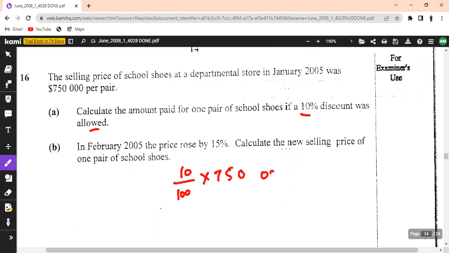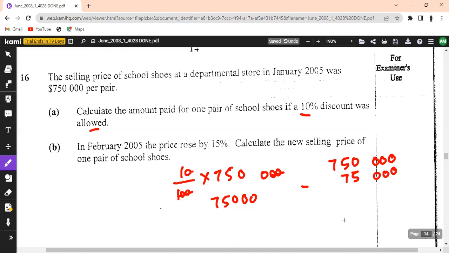Okay, that's a discount, 750,000. Let's just cancel this 0 here and this 0 here. So we're going to have 7500 times this 10, which is another 0 here. So which means 75,000 was removed as a discount. So you subtract that from 750,000. You have to subtract 75,000 as a discount.